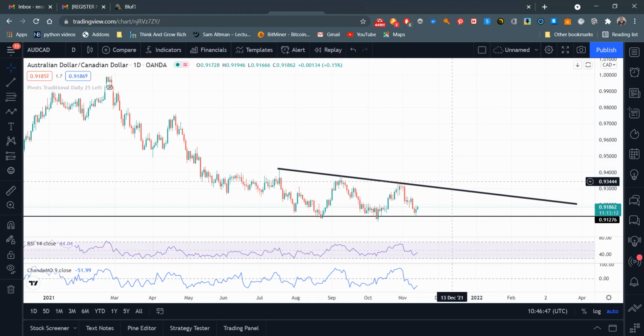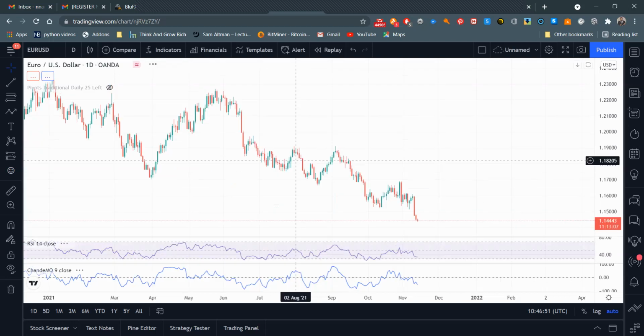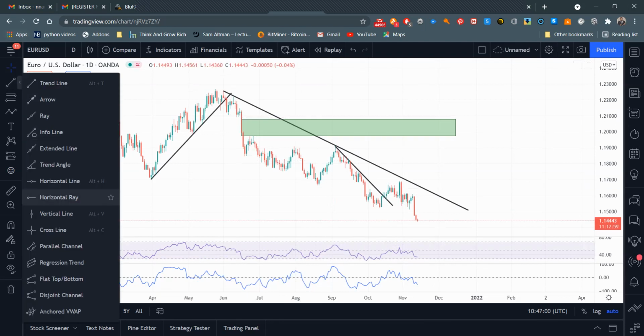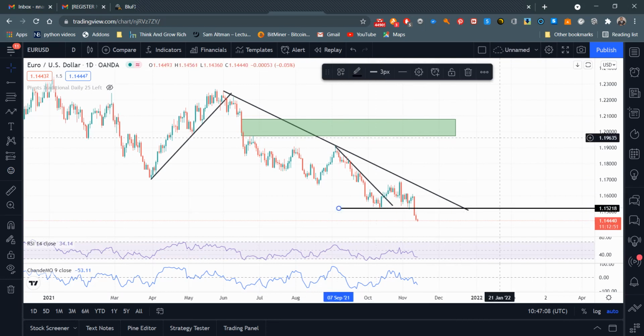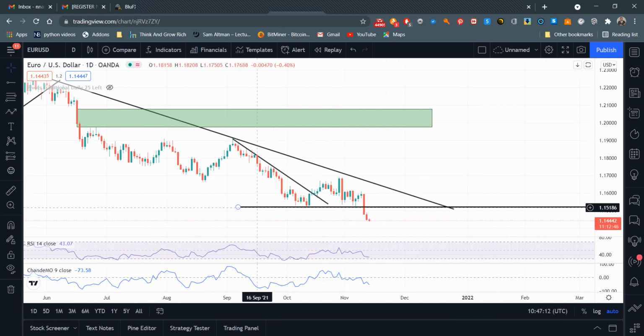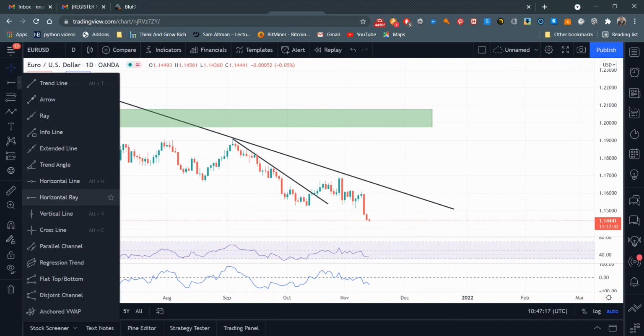EUR/USD, let's look at EUR/USD quickly. I think there's a good example there. Okay, so let's just take a horizontal ray and drop it here like this, right? Now, this is a level, so let me use the trend support line.